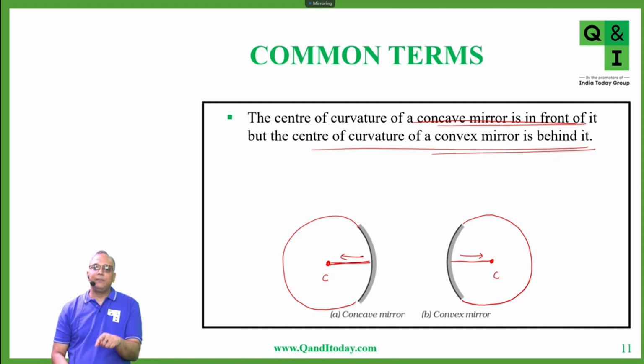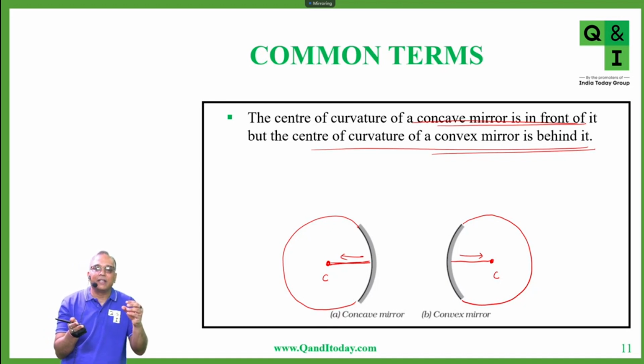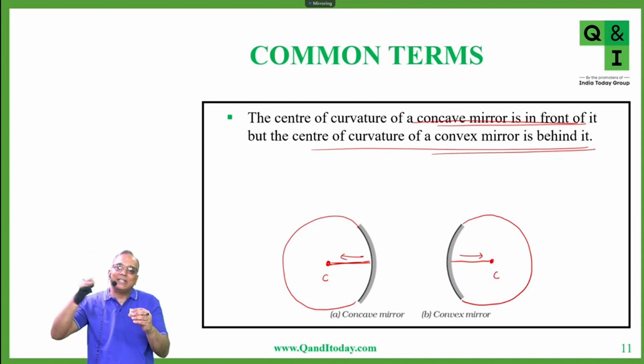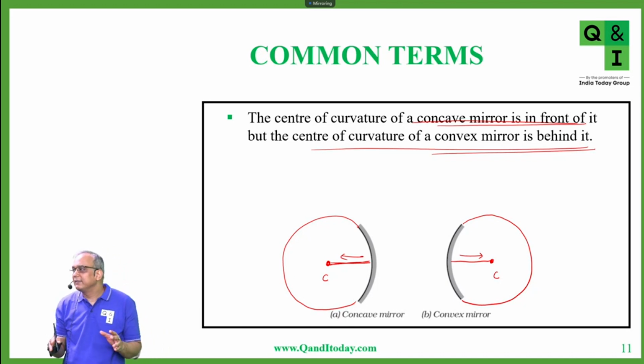Again, this will be useful when we are doing the mirror formula. So the sign convention is dependent on all of this, right? So you need to understand, if I talk about a concave mirror, the center of curvature is in front of it. If I talk about a convex mirror, the center of curvature is behind it. Clear, students?